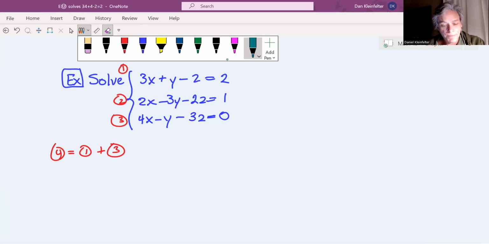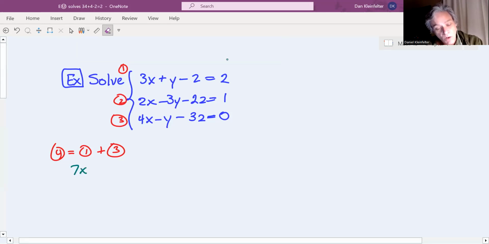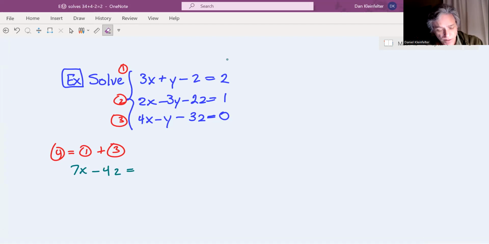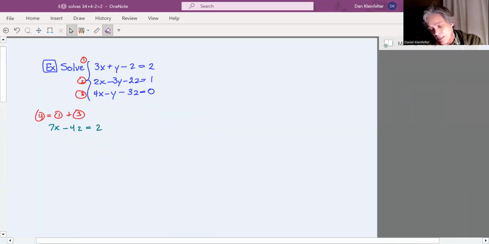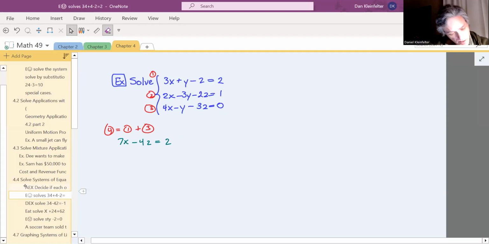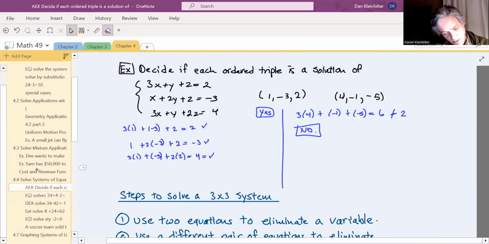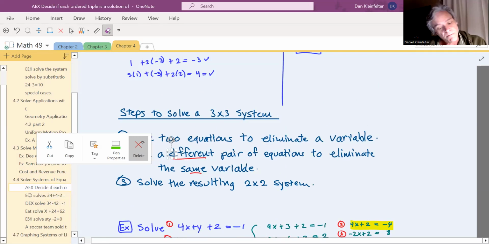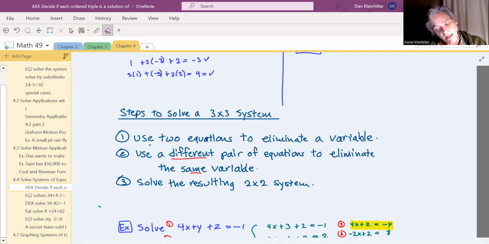Okay, so we're going to add equation 1 and equation 3. We'll get equation 4. So 3x plus 4x is 7x. Y plus minus y is no y's. That's why we did it. And then minus z minus 3z is negative 4z's. And then 2 plus 0 is 2. Okay, this gives us an equation with x's and z's in it. Okay, so this is the result of step 1. We used 2 equations to eliminate one variable.